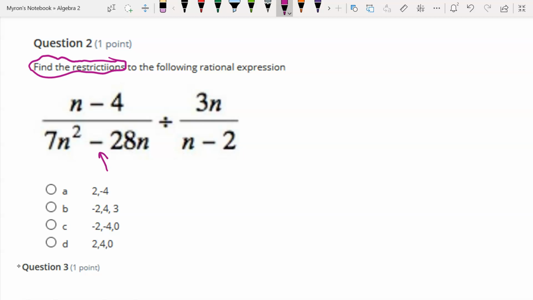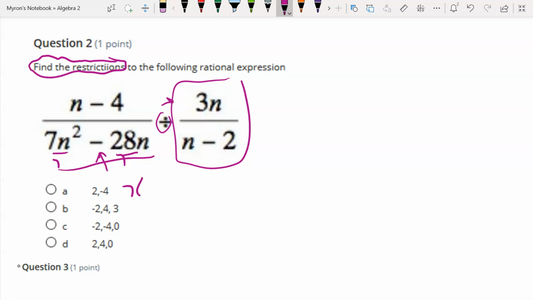So this can't be 0, but you have to realize that both of these are denominators too, because you're dividing by this whole thing. You're dividing by this whole thing right here. So you got to look at all 3 of these. What would cause any of those to be 0? I need to factor out a 7 right there. See how that's both divisible by 7, divide by 7, and I end up with 7 times 7n actually.